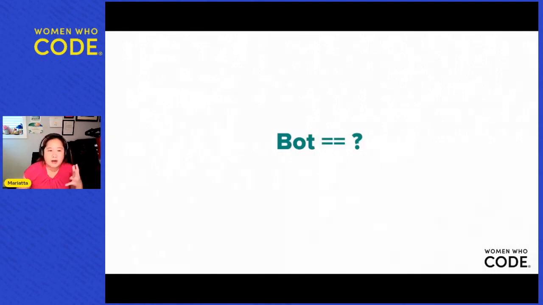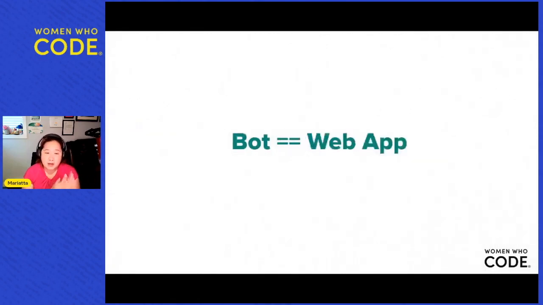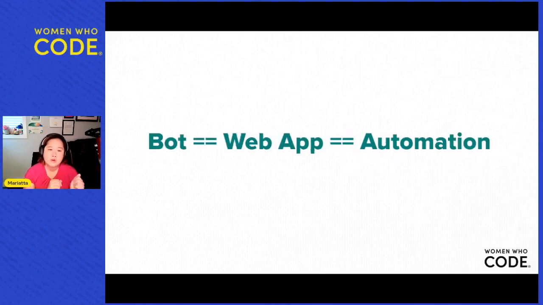So how do bots work? A bot is basically a web application. This application can run on its own. It can perform tasks on its own. So a bot is a form of automation. In the examples I've shared, bots can automatically write comments on GitHub, automatically invite people to chat on forums, automatically apply labels. So a bot is a way to automate your workflow.